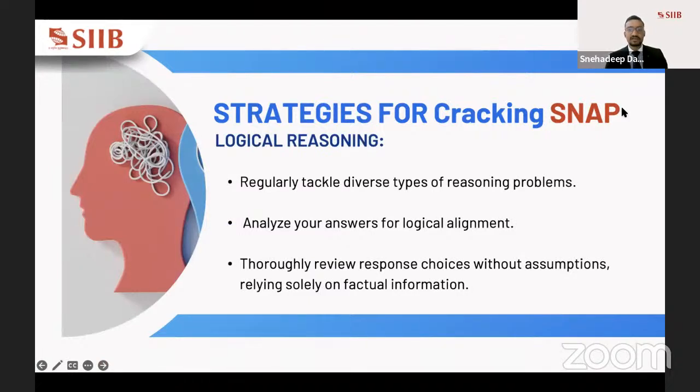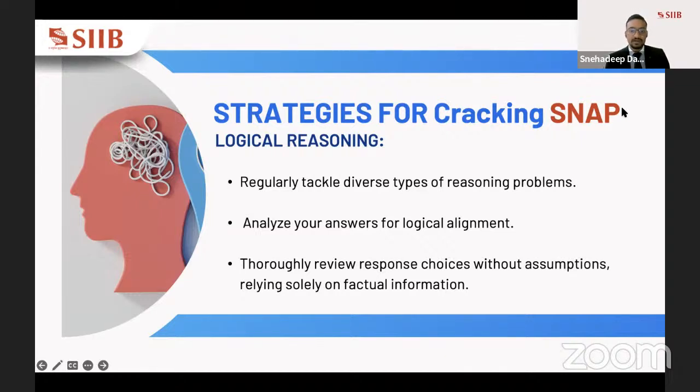for the logical reasoning part in the SNAP, you need to tackle diverse types of reasoning problems that we get in various mocks. We need to also analyze the logical alignment that we need to have for cracking the SNAP exam in a proper manner. We need to be thorough about reviewing the response choices without assumptions, relying solely on the factual information.